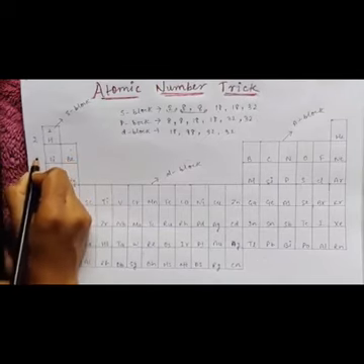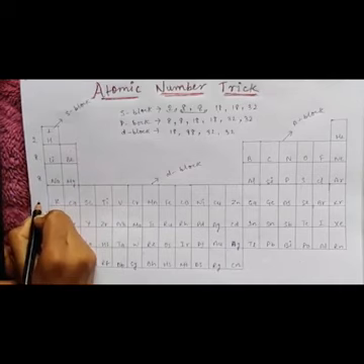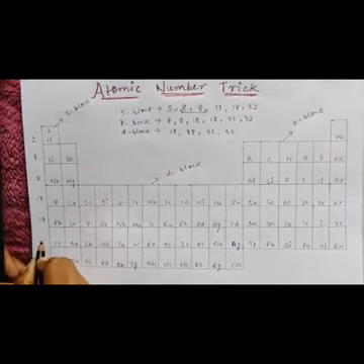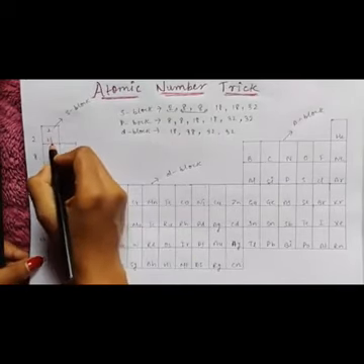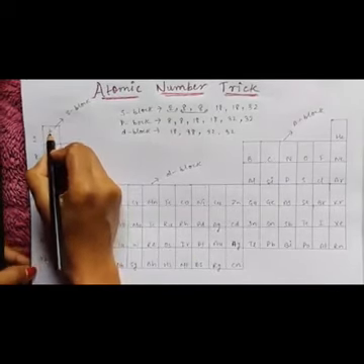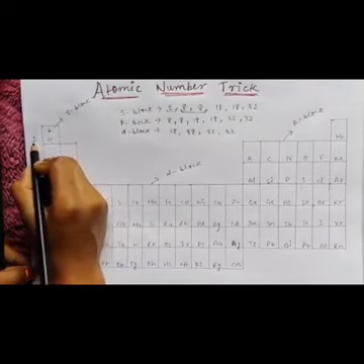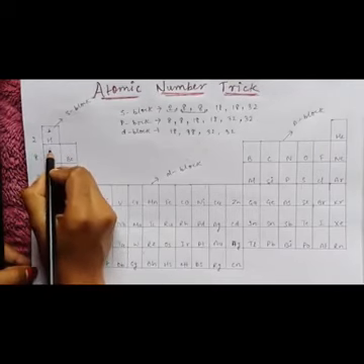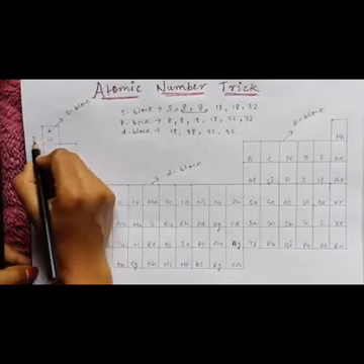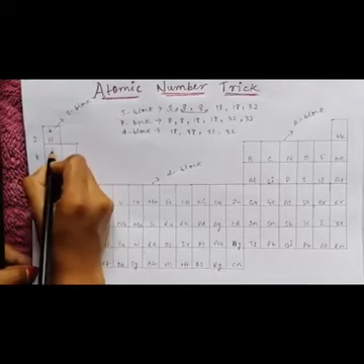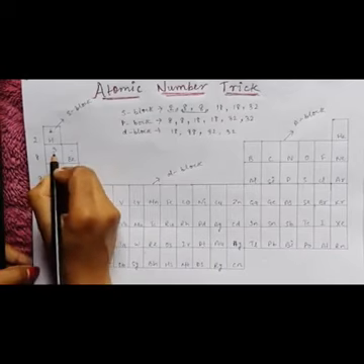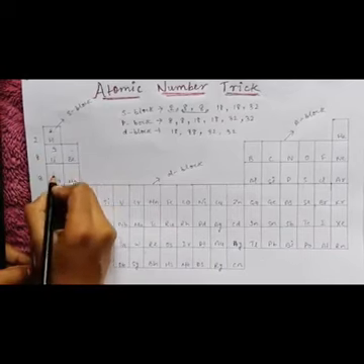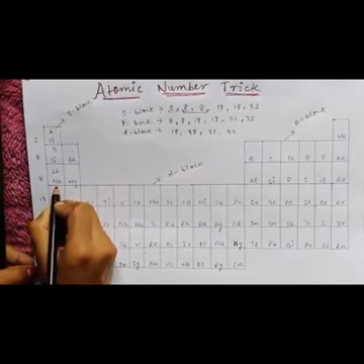I am writing this order here: 2, 8, 8, 18, 18, 32. The first number is 1. So 1 plus 2, how much is it? 3. So lithium's atomic number is 3, because of 1 plus 2. Next, 3 plus 8, how much? 11. Sodium's number is 11.